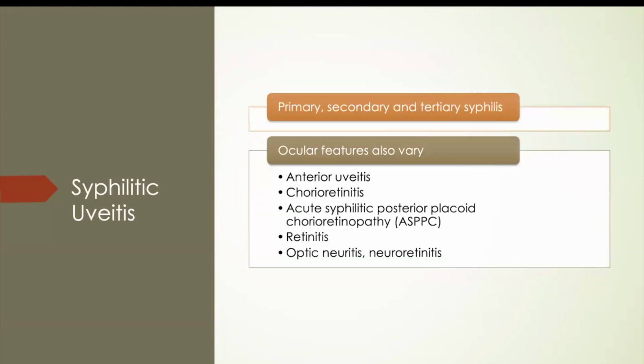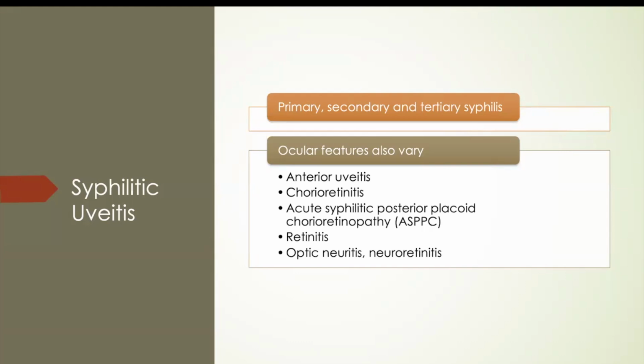Syphilis. So, syphilis comes in primary, secondary, and tertiary forms. There's also a latent syphilis as well, but that's less relevant here. Ocular syphilis tends to fall into the secondary or tertiary infections, and again, it varies as to how it presents in the eye. So you can get an anterior uveitis or chorioretinitis.